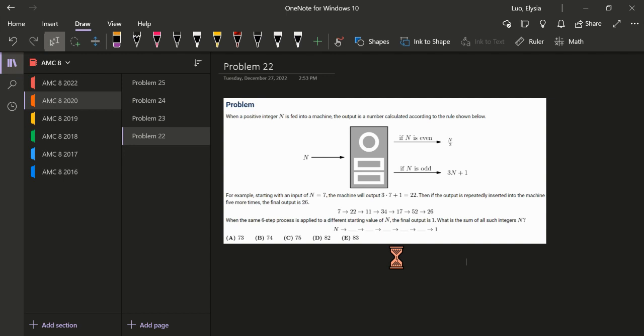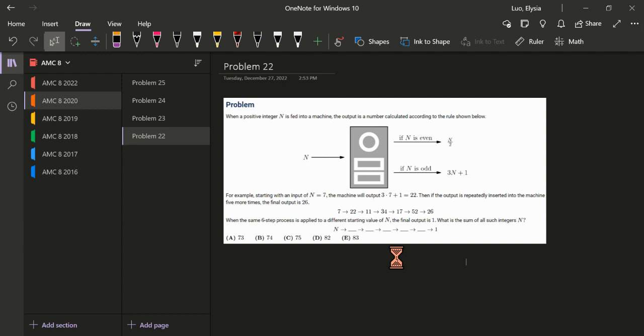Now, when the same 6-step process is applied to a different starting value of n, the final output is 1. What is the sum of all such integers n? Basically, what it's trying to say is: how many different values of n can there be, when n is the starting value and the pattern goes on, and then the final output is 1?